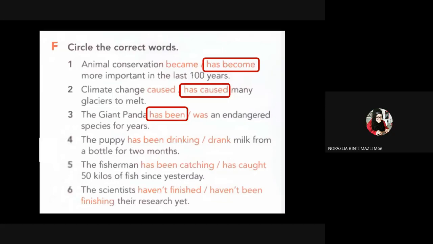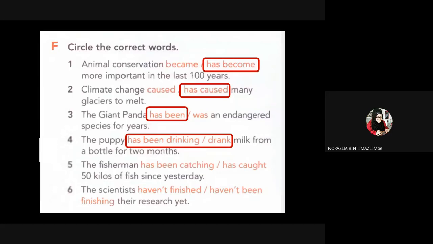Okay, number 4, the puppy has been drinking or drank milk? Has been drinking. Okay, for this one it's a bit confusing because actually you can use both. The puppy has, tapi dia akan bawa dua maksud yang berbeza. The puppy has been drinking milk from a bottle for 2 months. Drank milk from a bottle for 2 months. Tapi teacher rasa daripada sini, yang ni sebab teacher ikut buku lah jawapan dia. Tapi pada teacher kalau kita ikut apa yang kita belajar, it should be has been drinking.